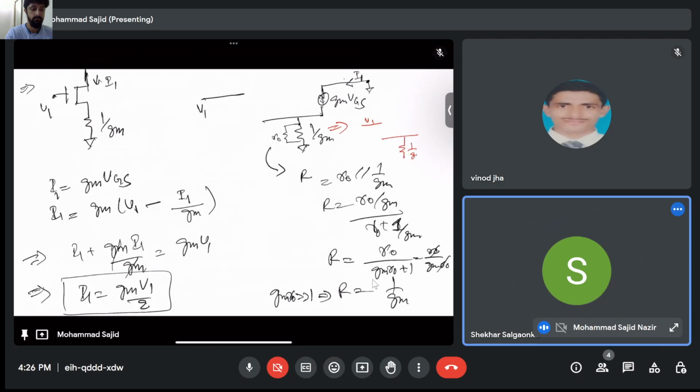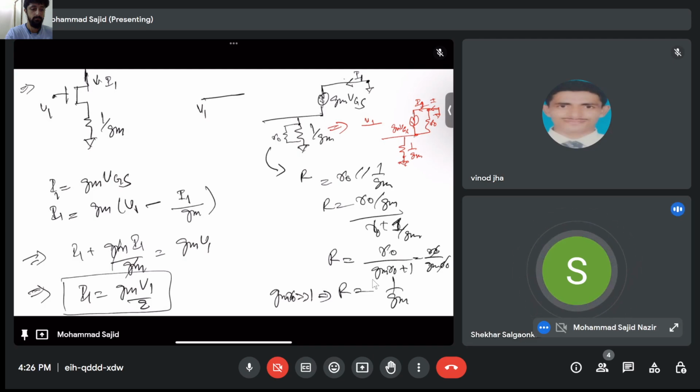This is 1 by gm. This is gm·VGS, yes, clear as well. And this is ro here, right? Yeah, that's right. So this is I1 coming here. Since this is grounded, correct, this is grounded. We have written I1 here. So this is a grounded terminal, this is also a grounded terminal. That's why I drew it here.